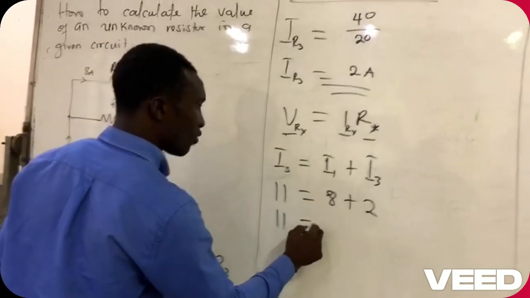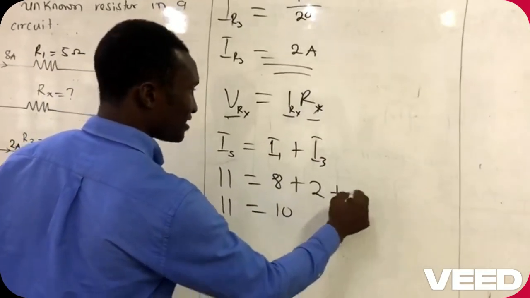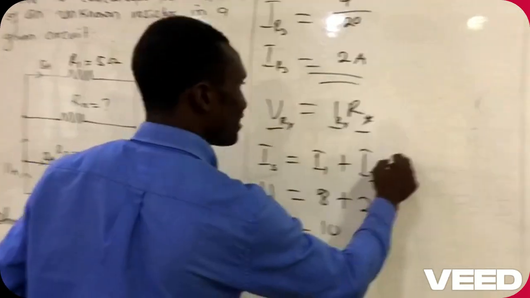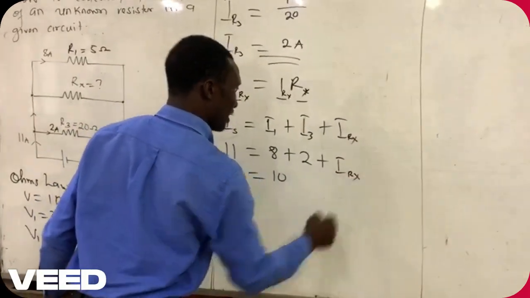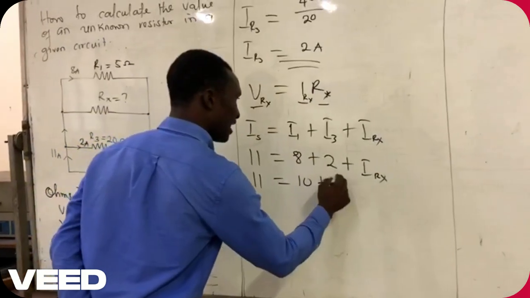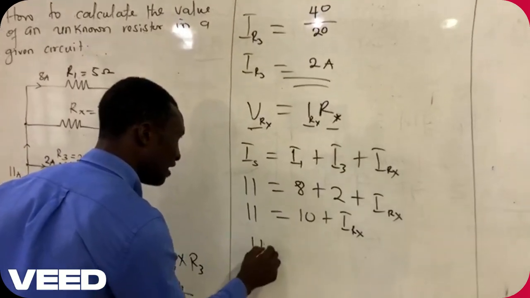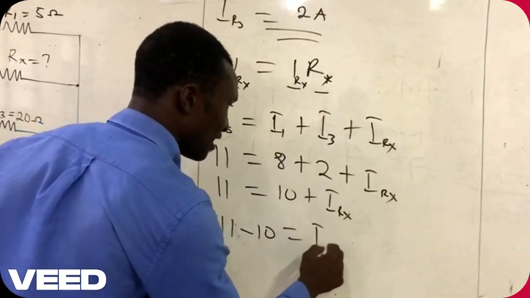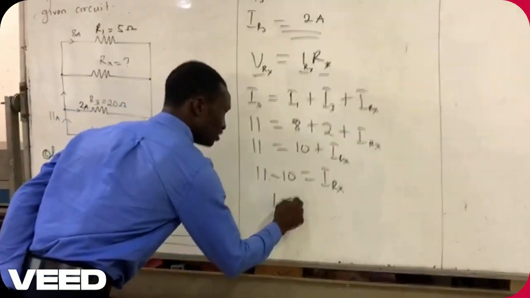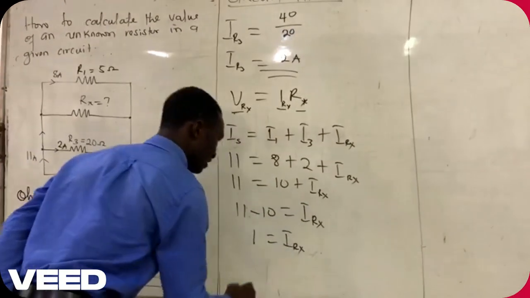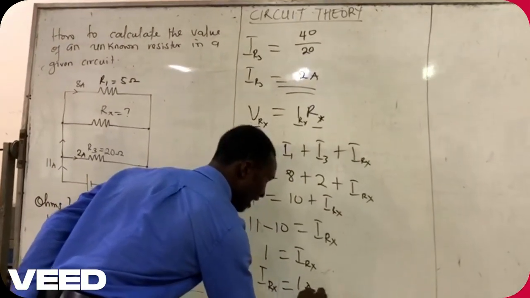So 11 is equal to 10 plus the current across Rx, IRX. So you do the subtraction: 11 minus 10 equals IRX. This will give us 1 equal to IRX. So the current across resistor Rx is equal to 1 amp.